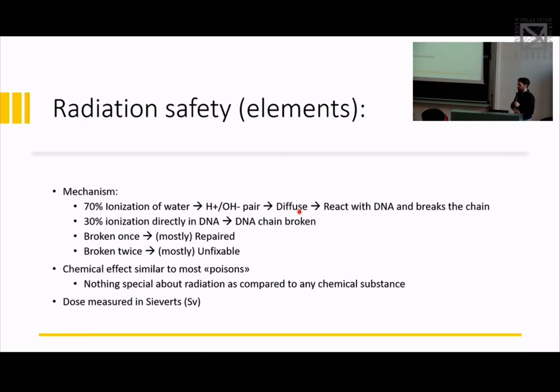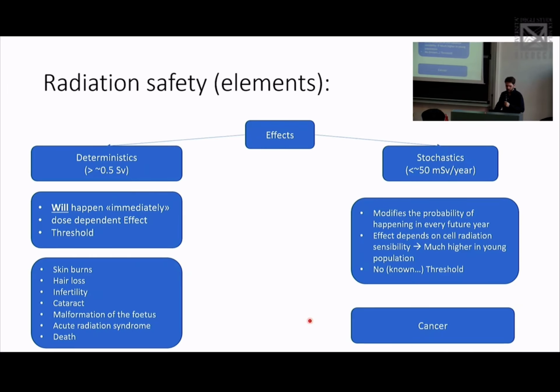This is like most chemical substances do. And free radicals are, maybe you've seen it in some cosmetic advertisement, bad. Indeed, they are. And if you break the DNA only once, it's mostly repairable. If you break it twice, it's mostly unfixable. This is an effect very similar to most poisons, and there is nothing special about radiation compared to other chemical substances. And the dose is measured in this unit, which is called sievert.